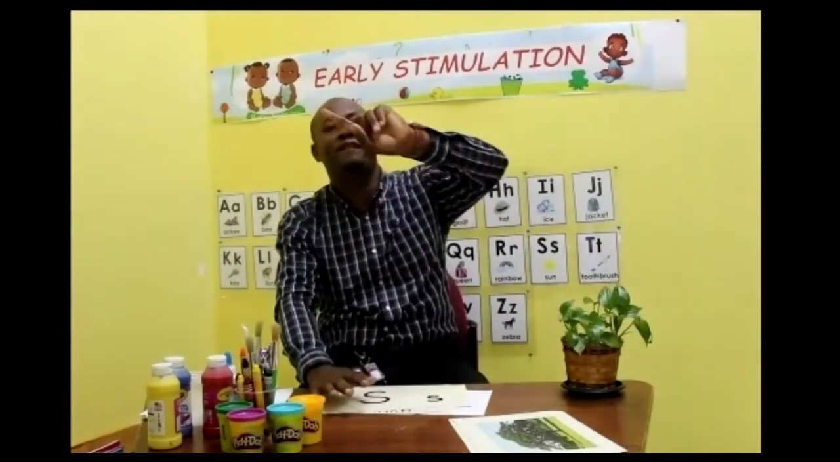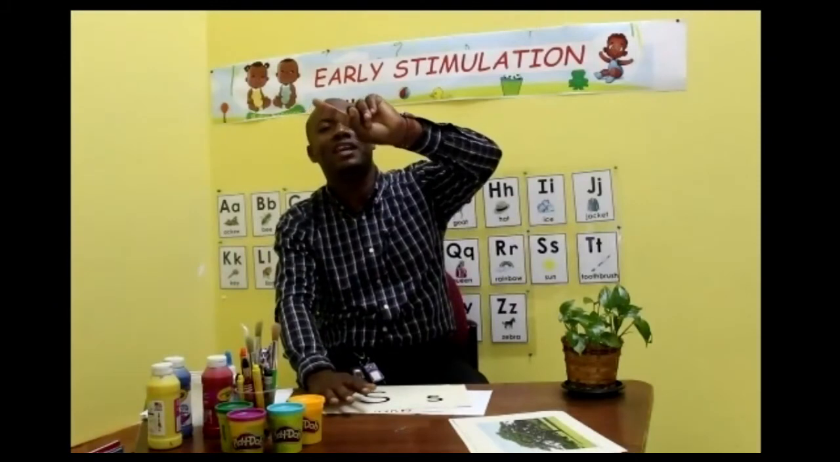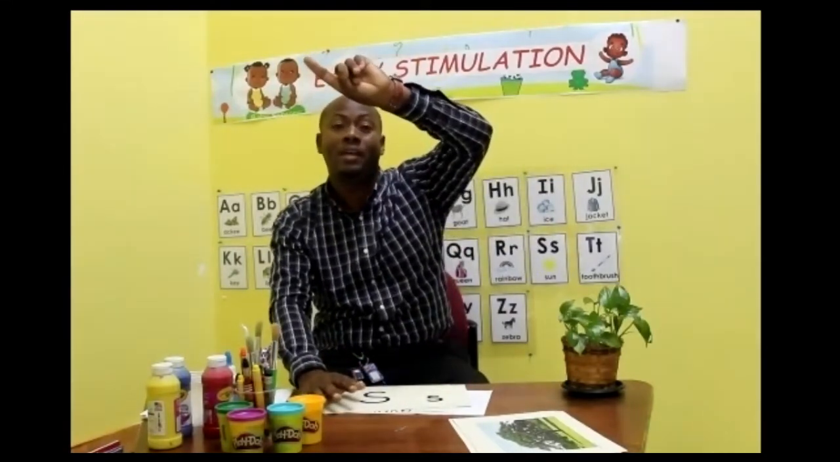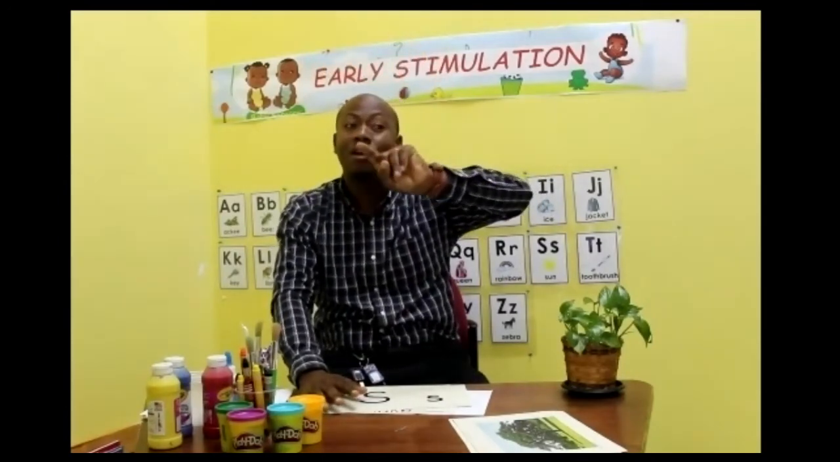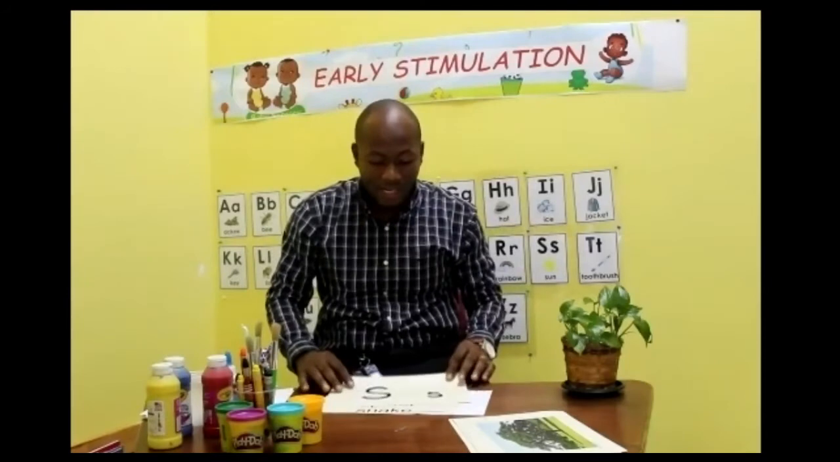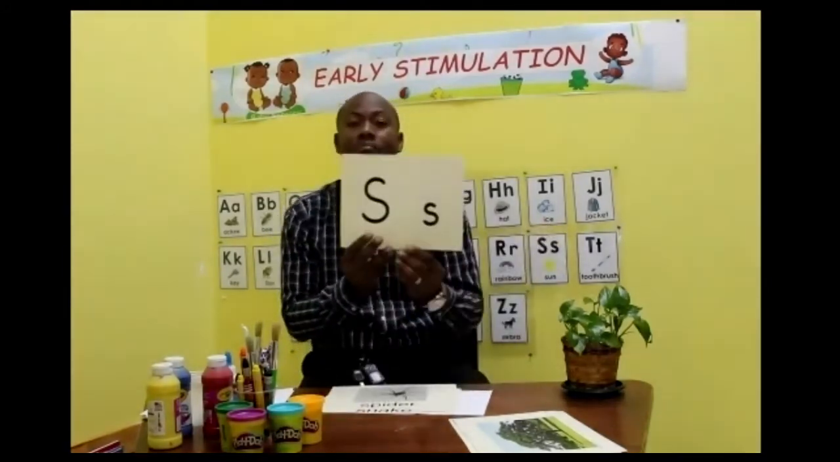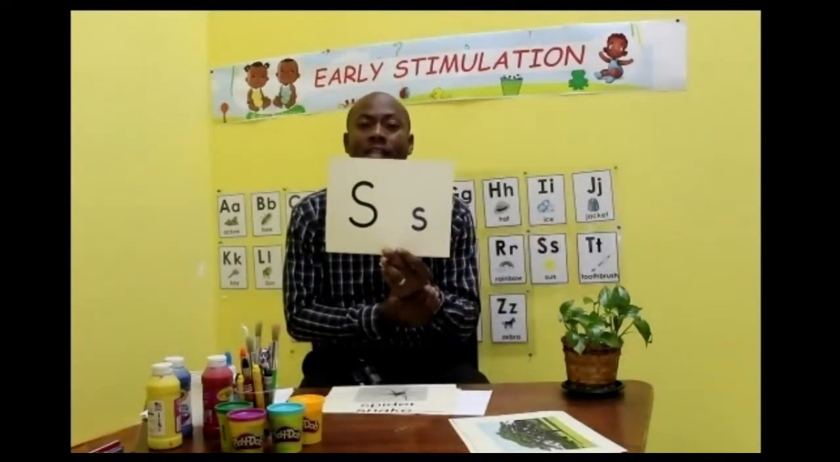So I'm going to use my finger to do a demonstration of the letter S. So I'm going to go around, down, and around. Let's try it again. So I go from the top and I go around, down, and around. Great, the letter S. Now let me show you on my card what the letter S looks like.